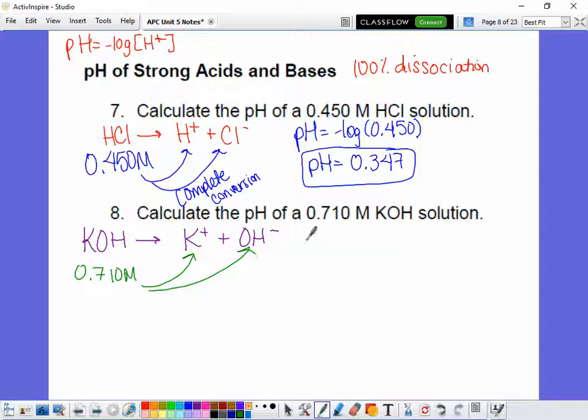So if we find pOH, we're going to do negative log of 0.710. So what do you get as your pOH? Yep, 0.149. That maintains proper sig figs. And then we'll subtract that from 14.